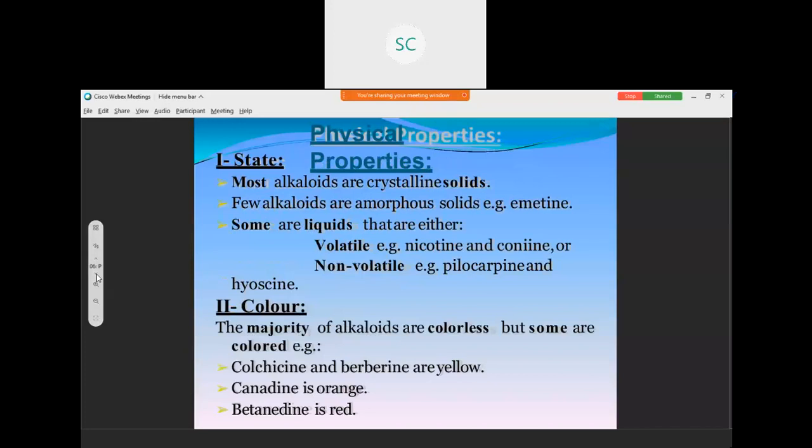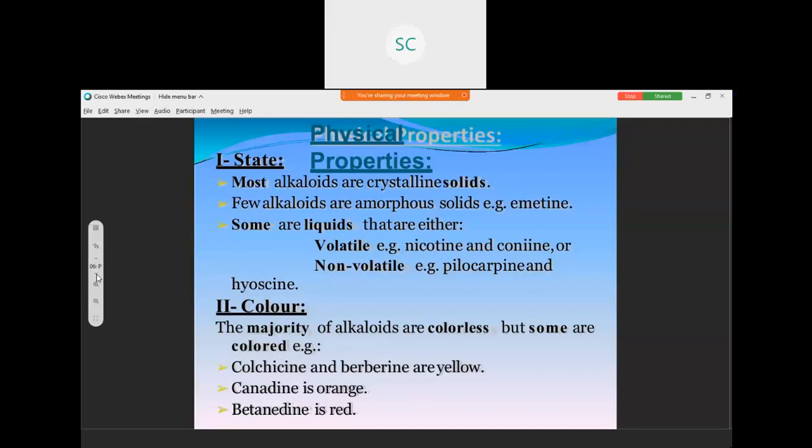Next one, physical properties of the alkaloids. In these physical properties, first one is physical state. Most of the alkaloids are crystalline solids. Few alkaloids are amorphous solids, for example, emetine. And at the same time, some are liquids that are either volatile or non-volatile. For example, nicotine is available in volatile state and pilocarpine is available in non-volatile state.